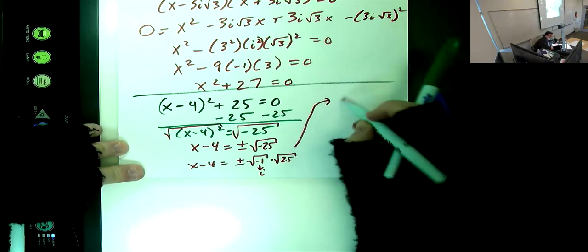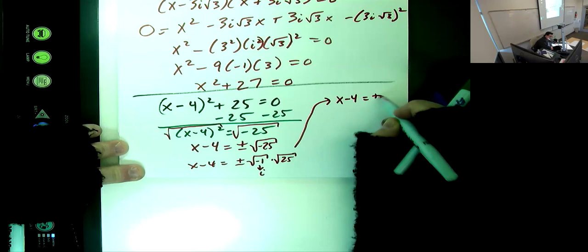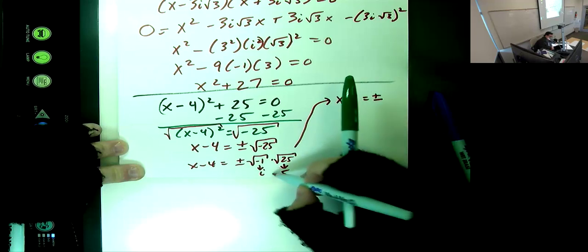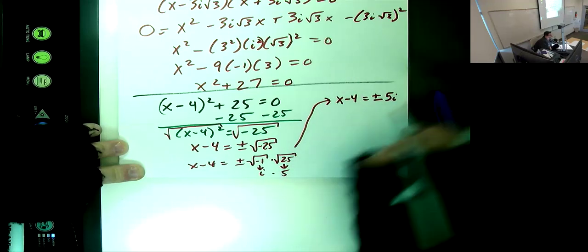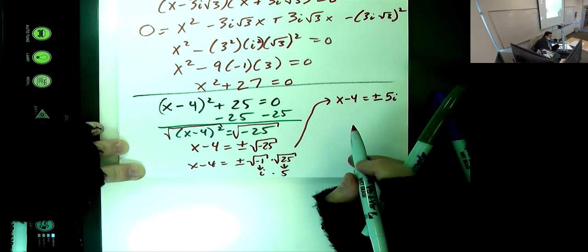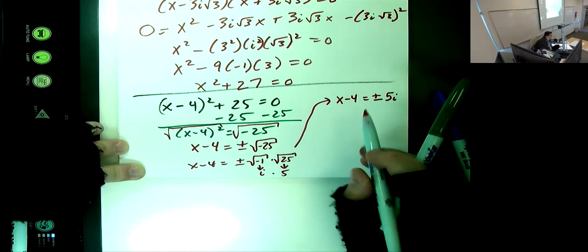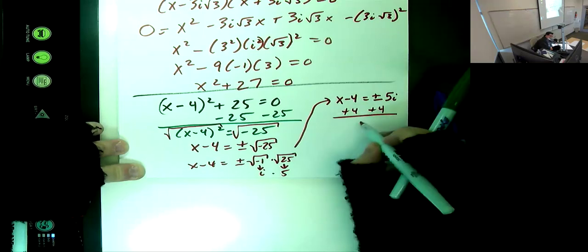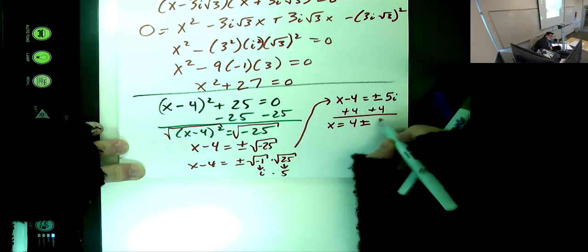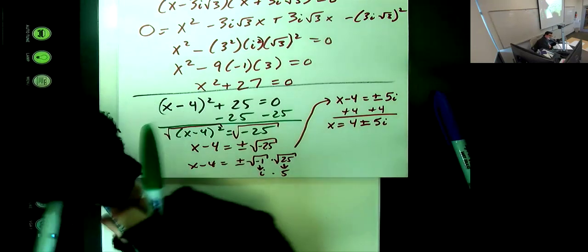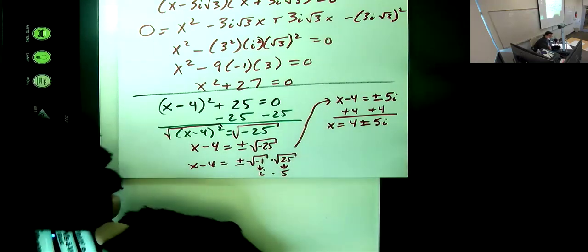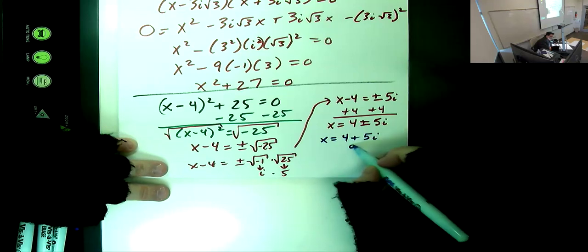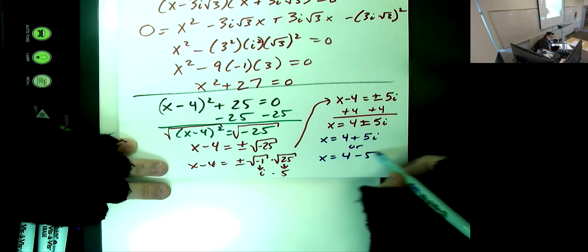So if I do that, I've got x minus 4 equals plus or minus, what's the square root of 25? That's 5, so I've got i times 5, which is 5i. We're almost done. Add 4 to both sides. x equals 4 plus or minus 5i. And as a reminder, that is very much x equals 4 plus 5i or x equals 4 minus 5i. There's 2 answers.